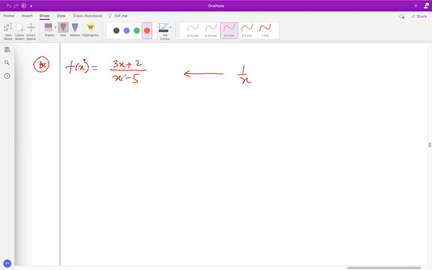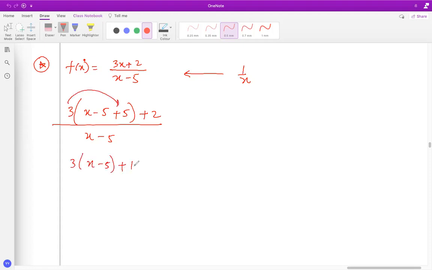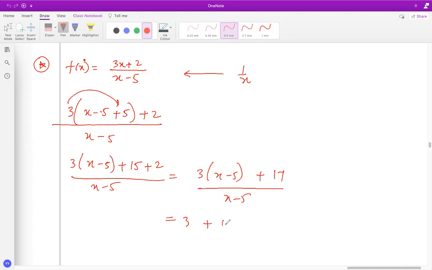But what I actually do is, if I make some adjustments in this equation, if you clearly see, if I just do this, x minus 5 plus 5 plus 2. What I'm just trying to do is get rid of this x term from the numerator. So I just subtracted 5 and added 5. Now what I'll do is retain it like this. So 3 5s are 15 and plus 2. Here I added and subtracted the same number, so it doesn't make a difference. So it'll become 3 times x minus 5 plus 17 over x minus 5. So this becomes 3 plus 17 over x minus 5.